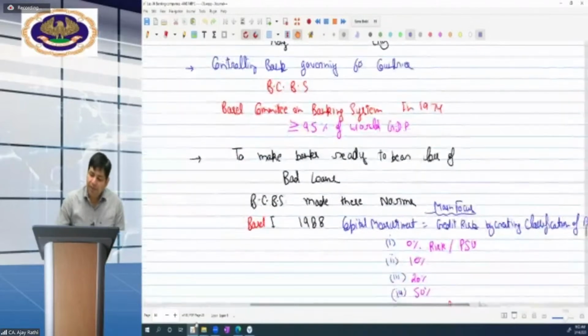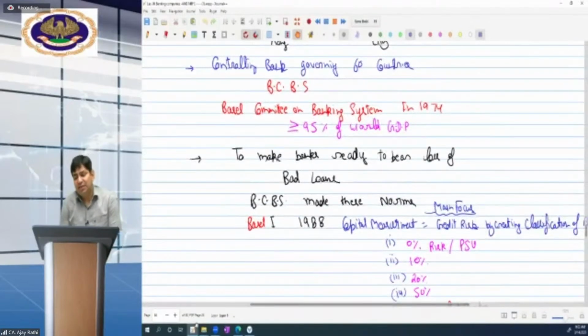Now see, beta, the Basel Committee on Banking Supervision was made in 1974. A banking system was developed in 1974, which was covering topics related to 95% of the world GDP. And there was a requirement to make a system so that banks cannot collapse. And if a bank collapsed, then the loss-bearing capacity must be there. So, beta, these norms were made keeping in the background a bearable situation for the bank.